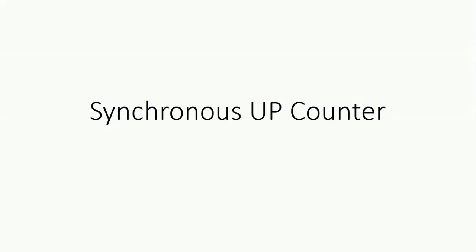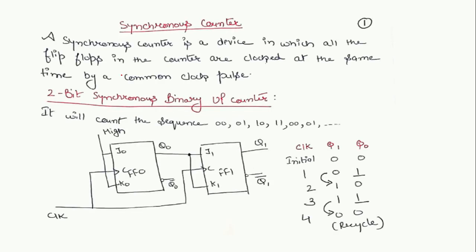In this video, I'm going to talk about synchronous up counters. First of all, what do you understand by a synchronous counter? A synchronous counter is a device in which all the flip-flops in the counter are clocked at the same time by a common clock pulse. As you can see it over here, the same clock signal has been given to flip-flop number 0 as well as flip-flop number 1. These are known as synchronous counters.